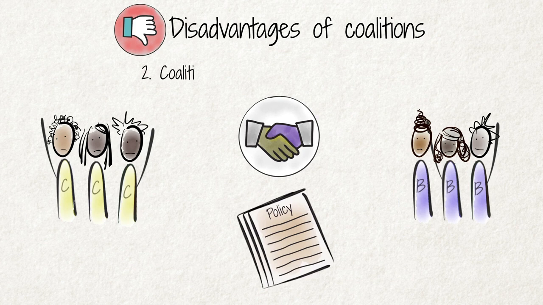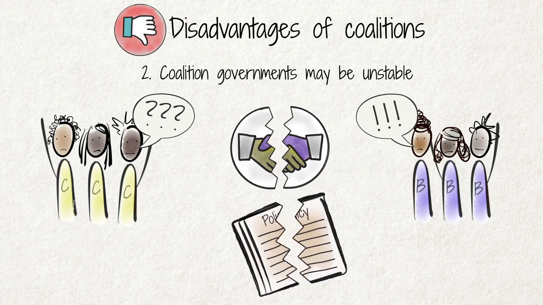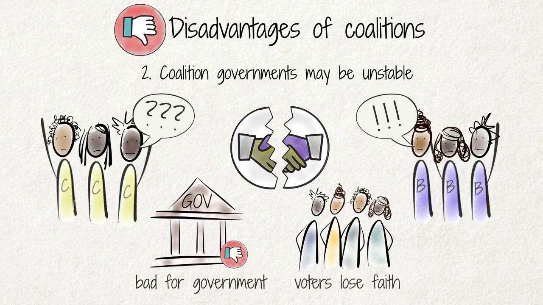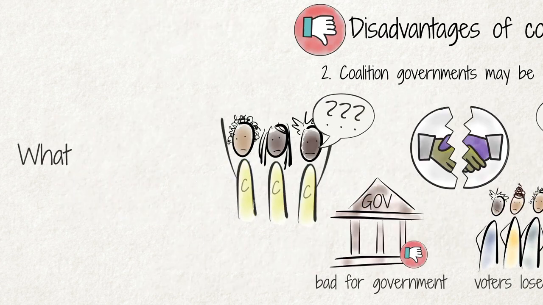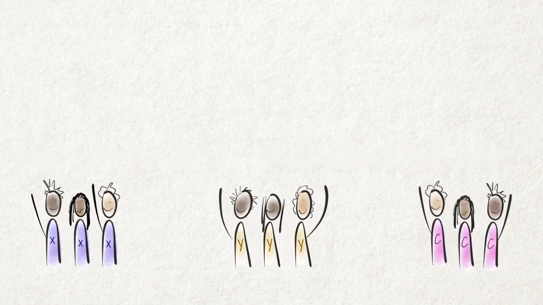Second, coalition governments may be unstable. If the partnership is weak and some parties change their minds soon after the coalition is formed, it will not last. Unstable coalitions are not good for government and may make voters lose faith in politics. So what can be done to make coalitions more stable? Political parties can start preparing for coalitions before the elections.